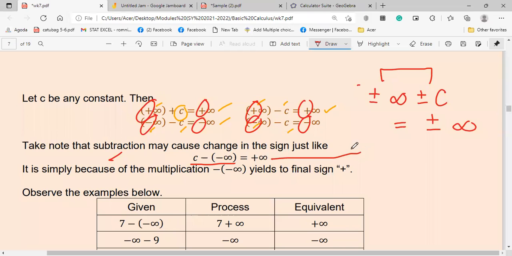Ang ibig sabihin kasi nito, class, negative of negative infinity, ay parang assumption this is negative 1 multiplied to negative infinity. Di ba yan na yung constant multiple? So, negative times negative becomes positive. Kaya nga siya naging C plus positive infinity. So, what is C plus positive infinity? It's positive infinity. Walang epekto. Okay, wala nang epekto ang C na yan sa pag-increase ng isang function.